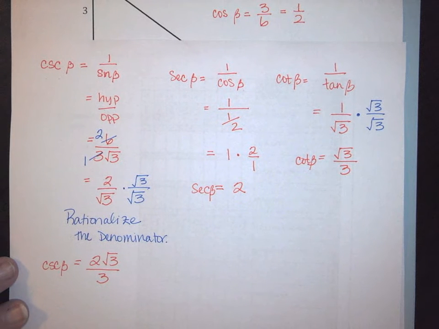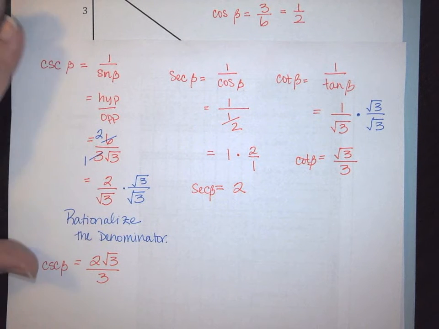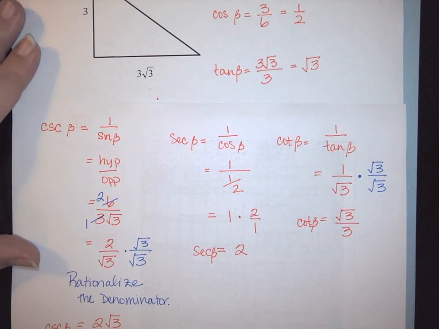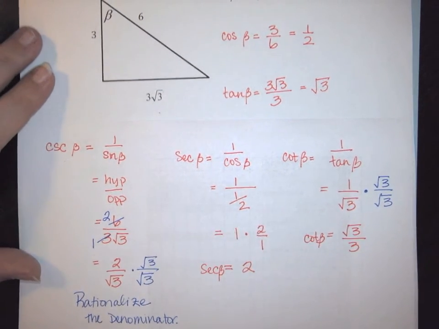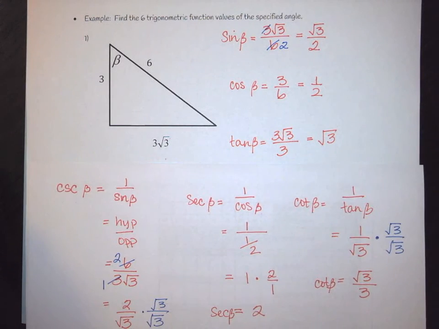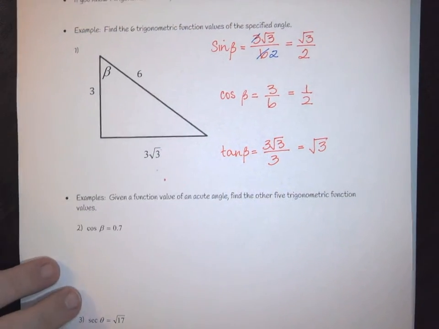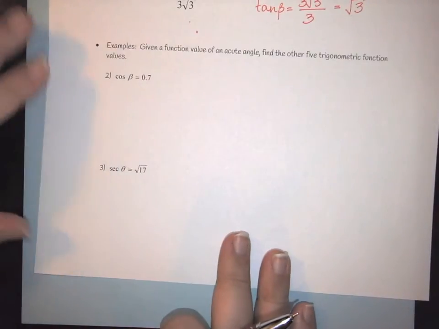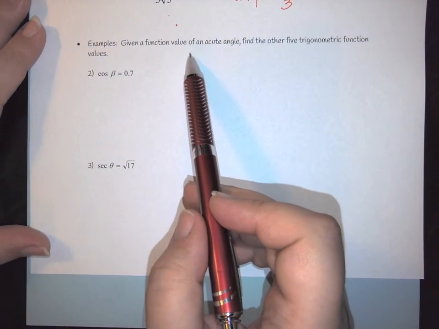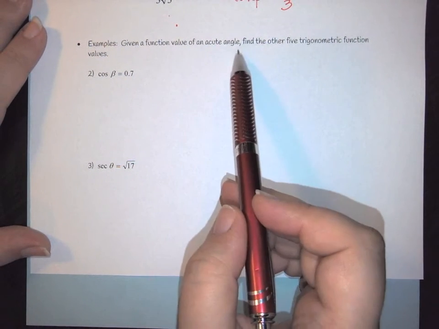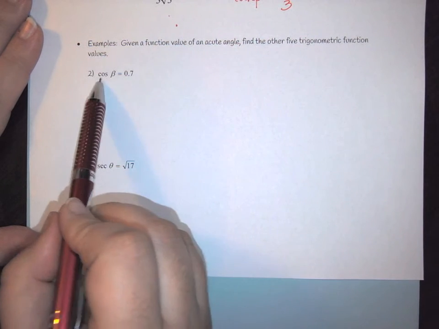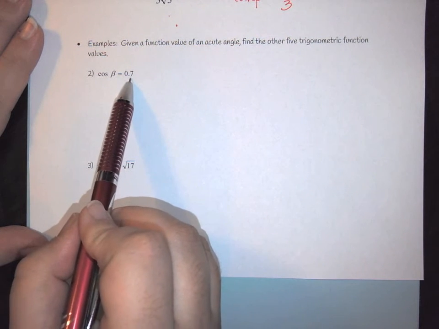Okay. So that is one example of being able to list all 6 trig functions for a specific triangle given the information provided. Now, what happens if we are given a function value of an acute angle and you're asked to find the other 5? So here I'm telling you what your value is.